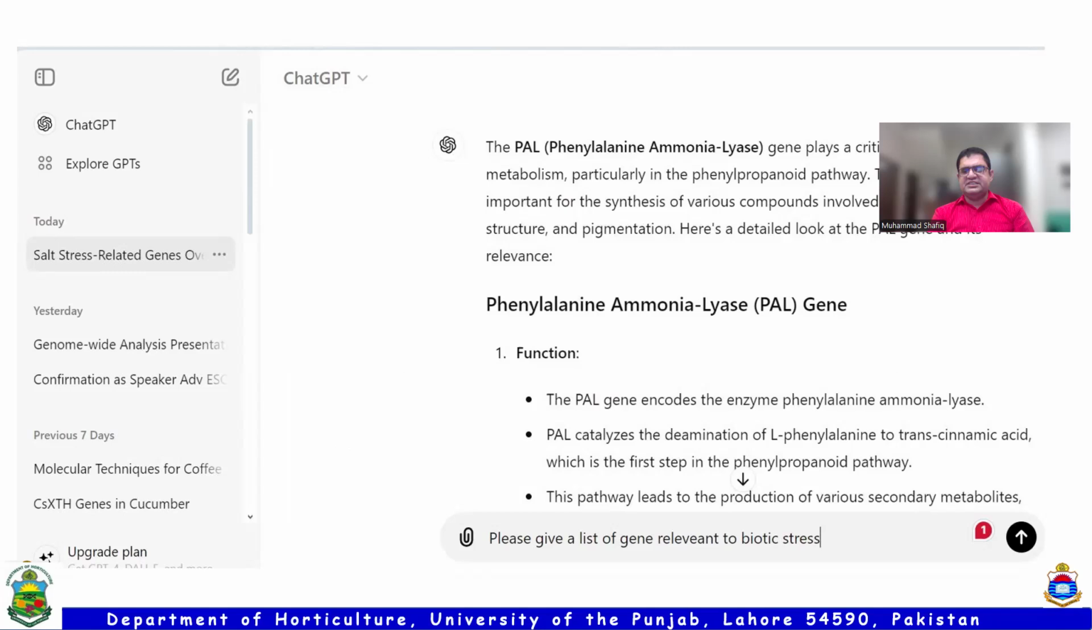PAL catalyzes the deamination of L-phenylalanine to trans-cinnamic acid, which is the first step in the phenylpropanoid pathway. This pathway leads to the production of various secondary metabolites. Those secondary metabolites help the plant to understand the function of the gene.